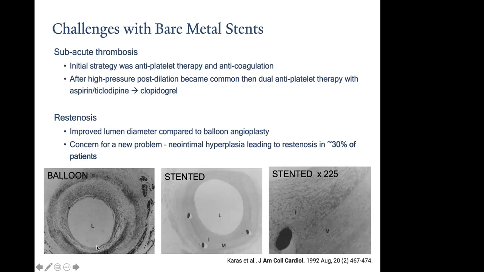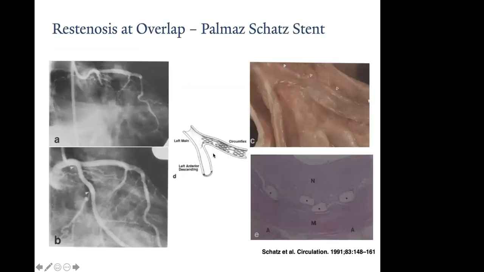And so all the way on the left, you have a vessel that's undergone balloon angioplasty. And then in the middle panel, you have a vessel that has a stent in place. You can see the stent struts kind of at the edge of the intima. Comparing the stented vessel to the balloon angioplasty vessel, you see that there's a significant intimal formation within the lumen adjacent to the stent struts. And then on this higher magnification view, you can see that there's significant tissue growth here right around the stent struts. And so this became kind of a major problem.